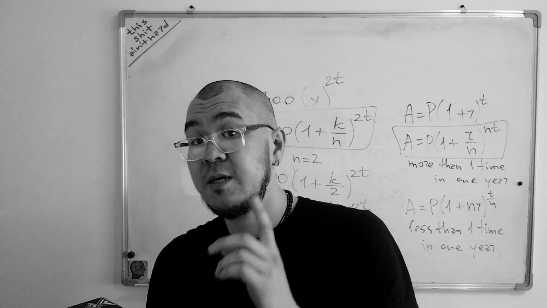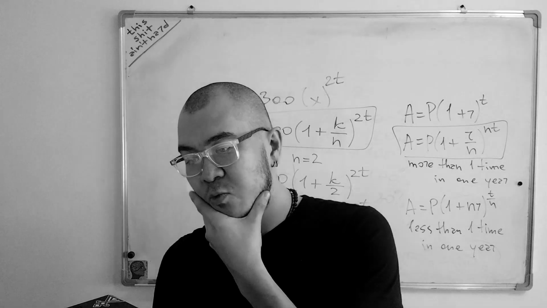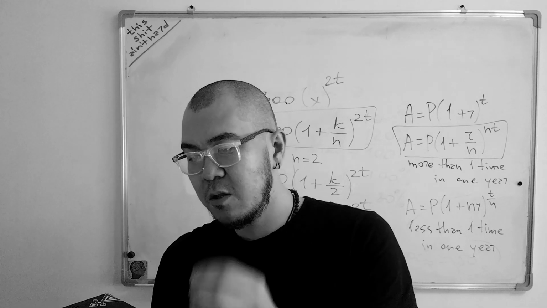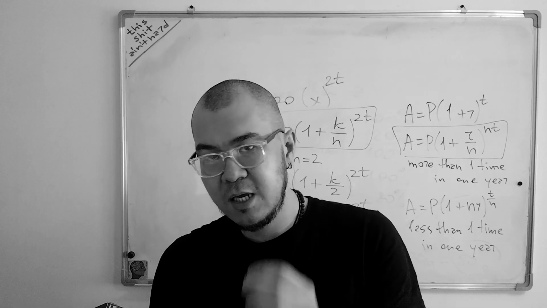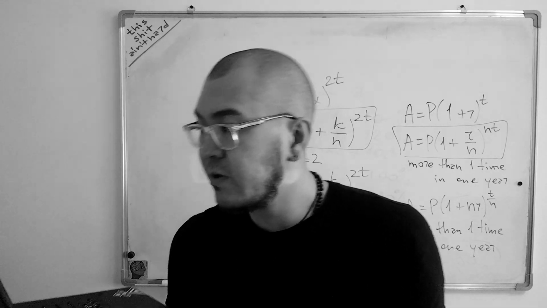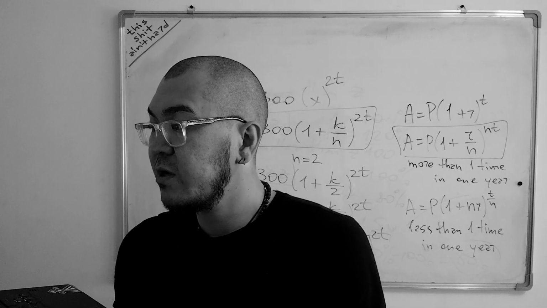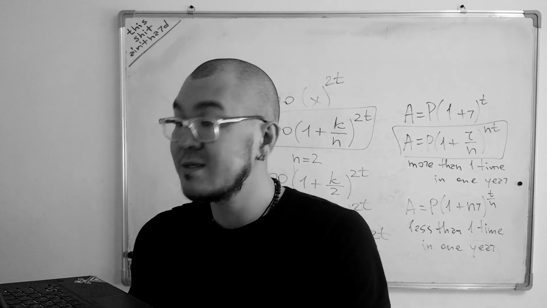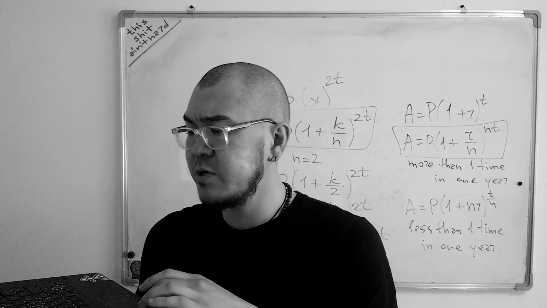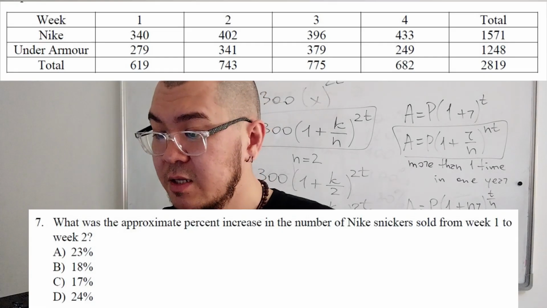Okay. The key word, guys, is approximately. So when we have something pretty close to 46, 341 divided by 743 equals 45.9%. It's pretty close to 46%, so the answer is D. Okay, next one.